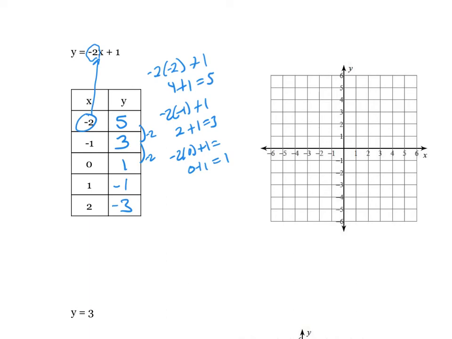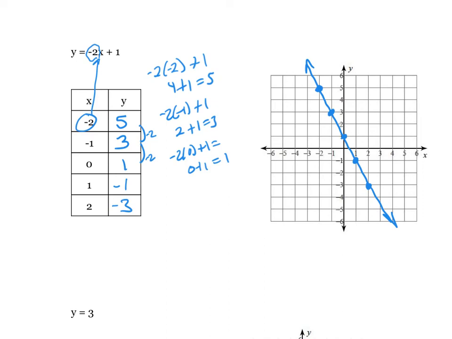So now I can graph those. Negative 2, 5 would be up here. Negative 1, 3 would be here. 0, 1 would be here, 1, negative 1 would be here, and 2, negative 3 would be here. Connect those with a straight line, and we know we're correct.